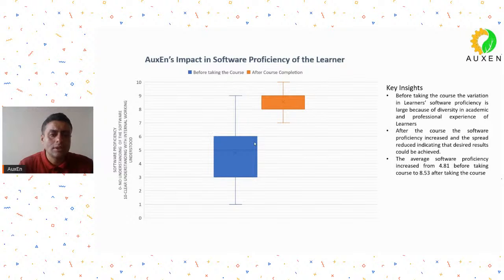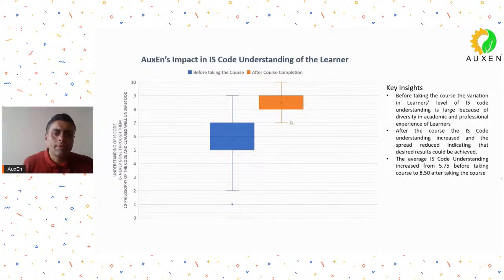I think all of us are engineers, we will understand these quite well. This is before taking the course. These were the average assessments by the participants. On average, participants said that out of 10, they had a software proficiency of 4.81, which increased to 8.53 after taking the course. So you could say from 48% to 85%, they thought that their software proficiency increased after taking the course.